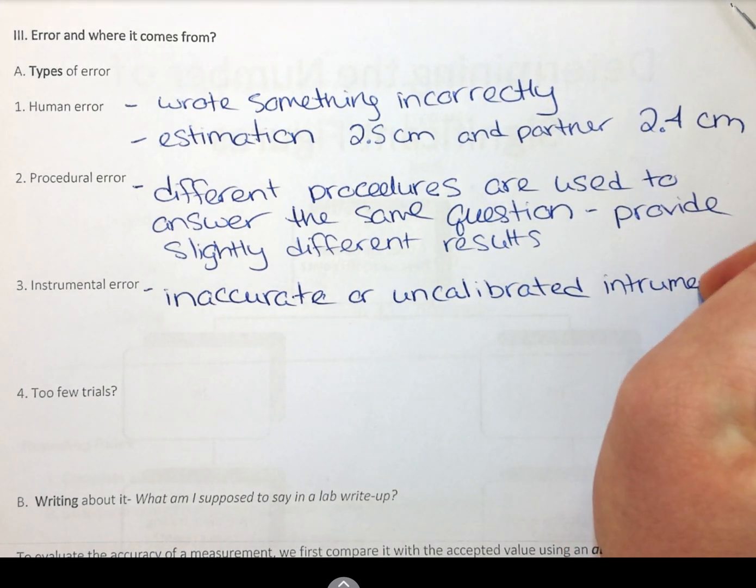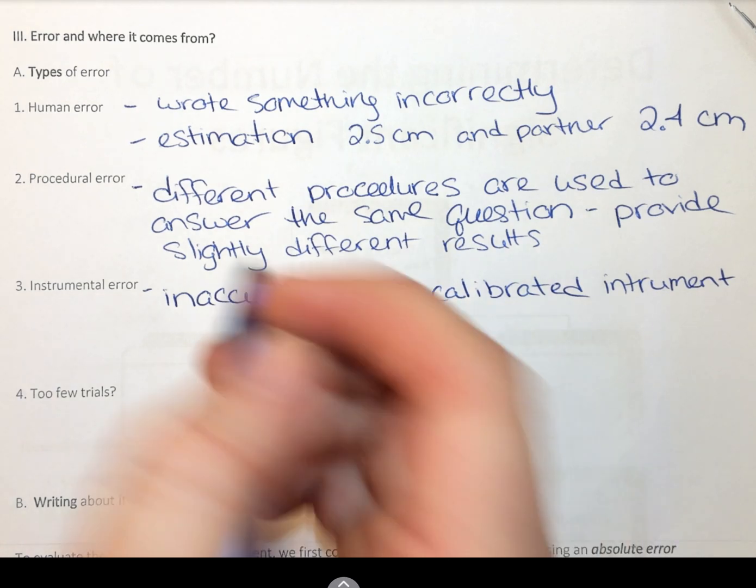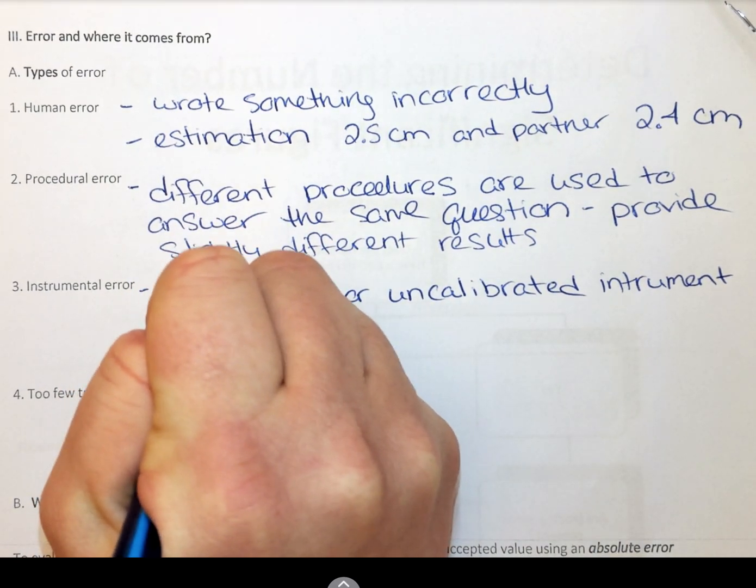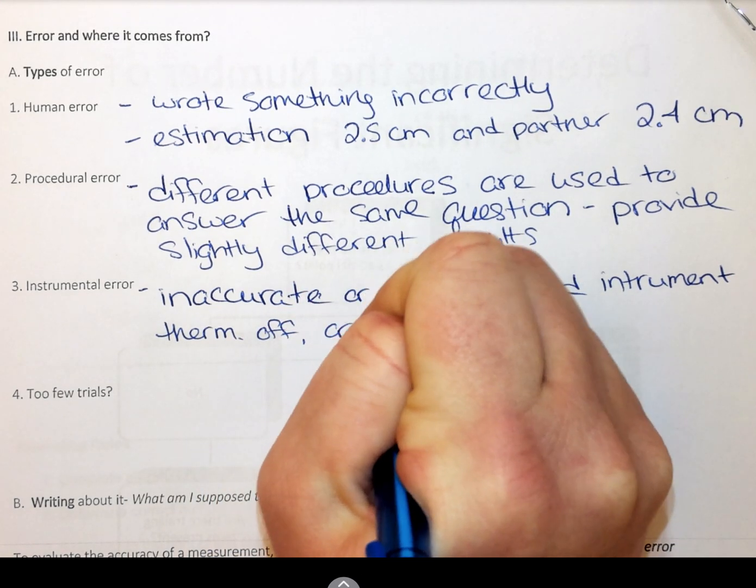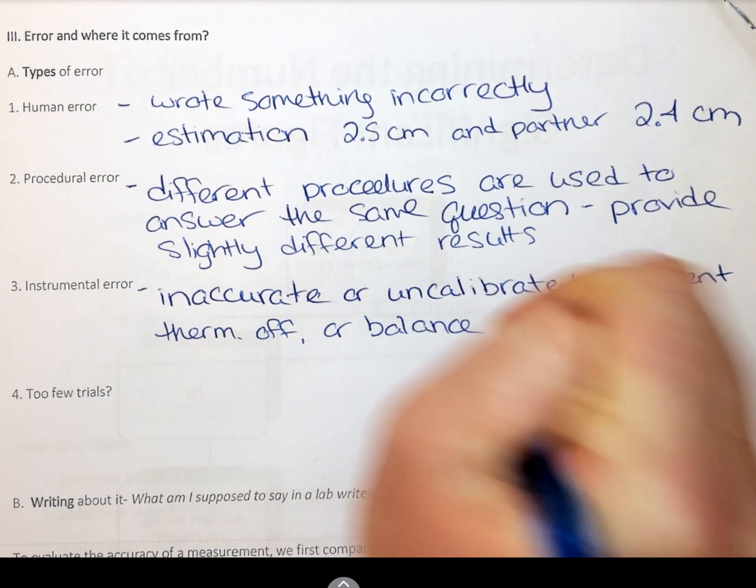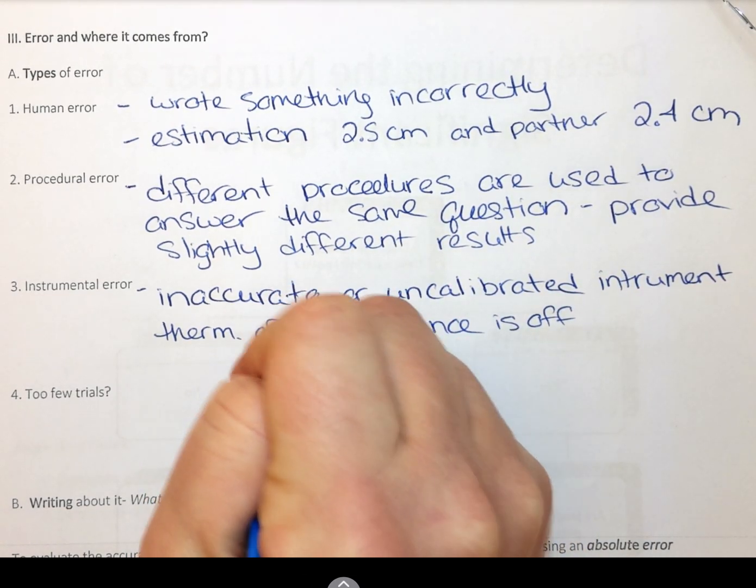If you take someone's temperature and every single time it's reading at 108, okay? And we know that that person's temperature, if we take it on 10 other thermometers, is 98. Well, that inaccuracy we have to account for, okay? So maybe your thermometer is off, or your balance is off. And these things need to be accounted for.